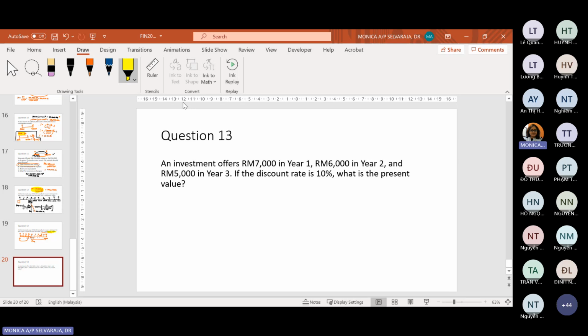So investment offers 7,000 in year 1, 6,000 in year 2, 5,000 in year 3. So discount rate is 10%. What is the present value? Okay. So we have 0, 1, 2, 3. So year 1, 7,000, year 2, 6,000, year 3, 5,000. So I is 10%. So what is the present value?